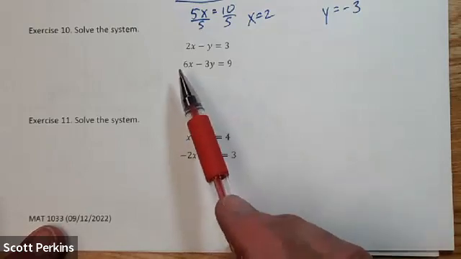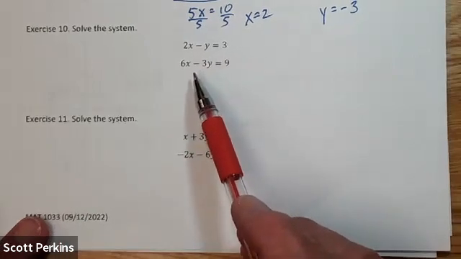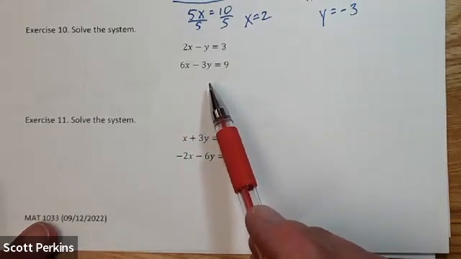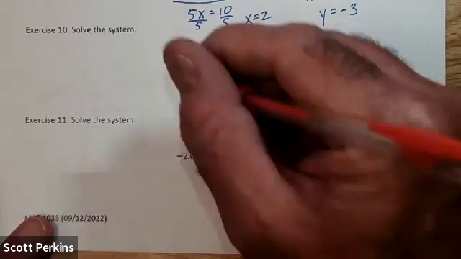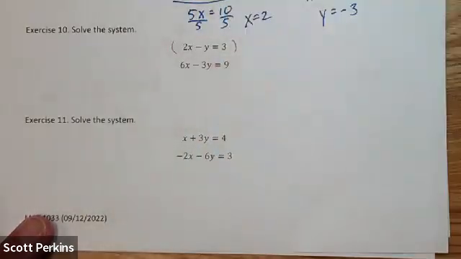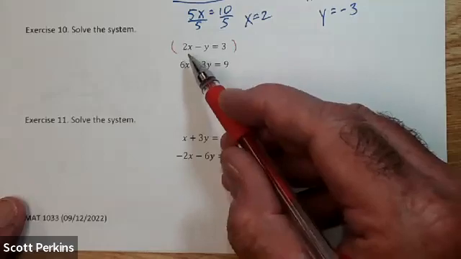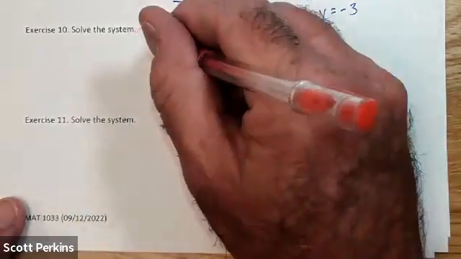Exercise 10, we've got 2x minus y is 3 is the top equation. 6x minus 3y is 9 is the bottom equation. So if I want to eliminate the x's, I only have to multiply the top equation by something. And what do I need to multiply that top equation by if I'm going to eliminate the x's? Close. -3. Has to have the opposite sign.